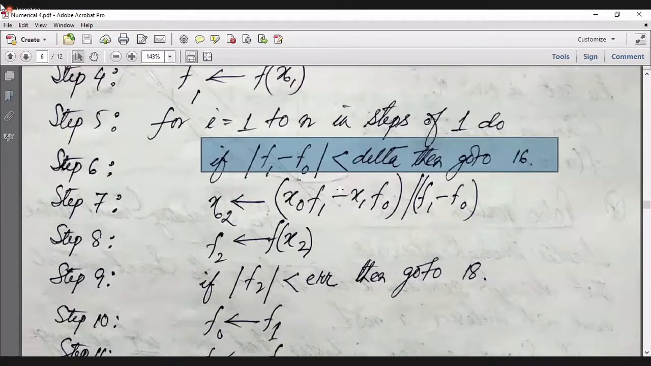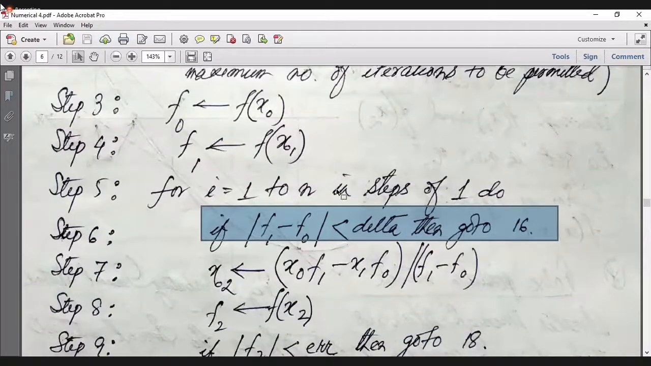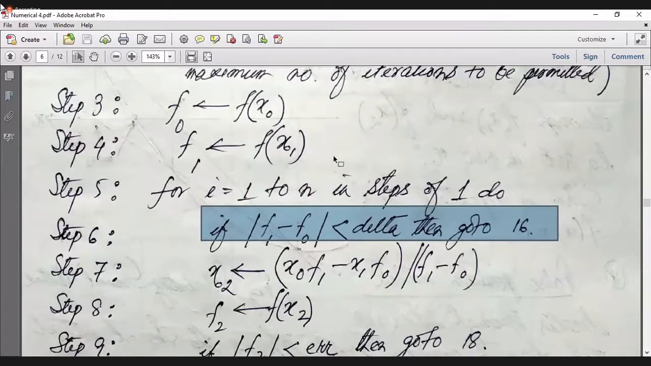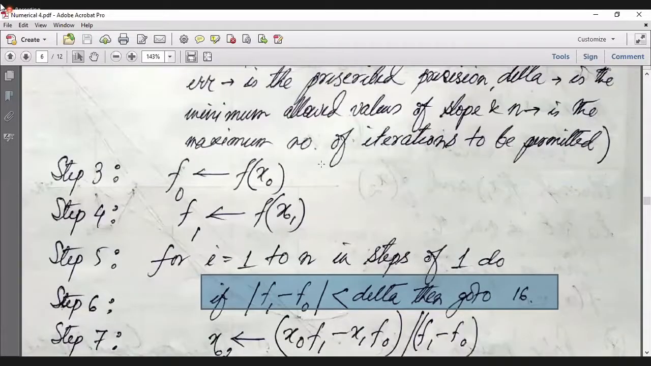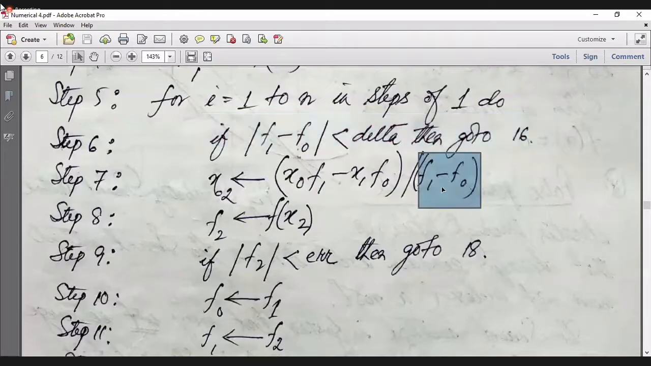Why? Because of f1 minus f naught, as you see here in the given formula. If the value is very small, then what happens? If the slope is very small, you will get a very huge value, right? So there is no need to continue. If they are very small, then we can stop our iteration. That's why we can define delta as 0.001, something like that.